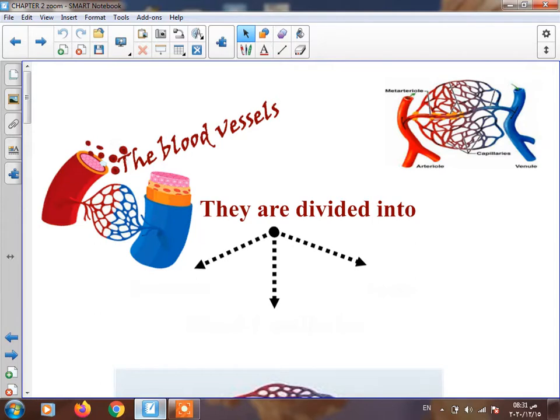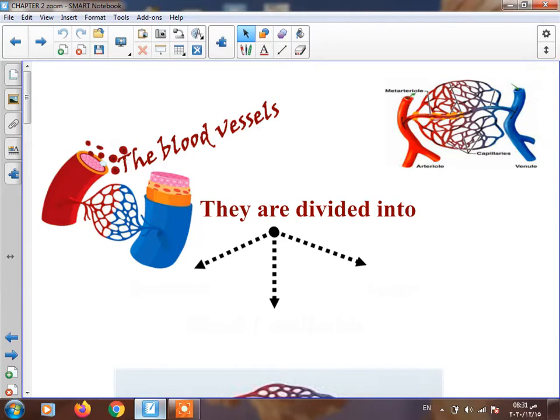We studied the structure of the circulatory system, okay? And we know the circulatory system consists of three main organs or parts, which are what? Number one, heart, number two, blood vessels, and number three, blood, okay? And we already finished studying what? The structure of the heart, okay? Now we start studying together what?